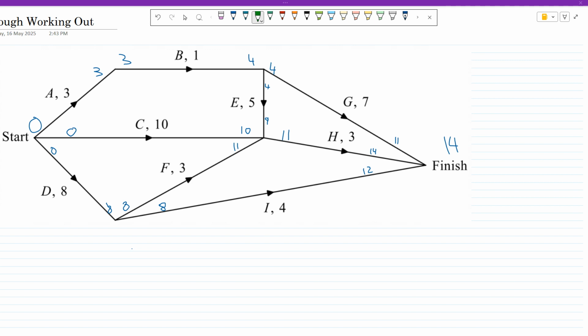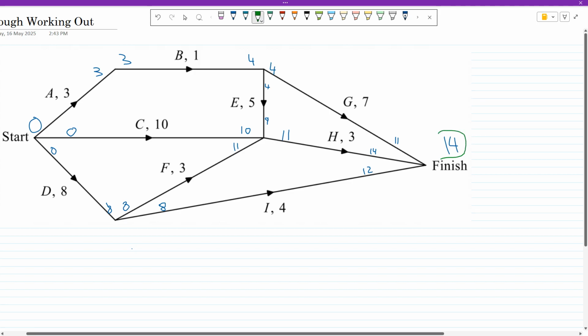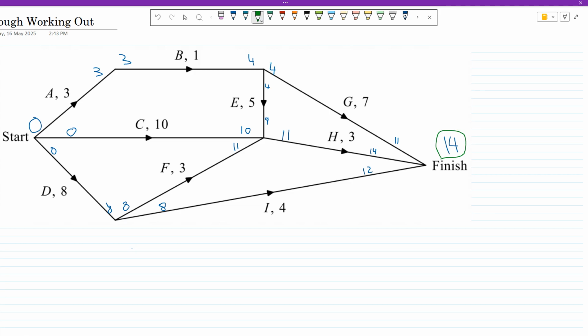Alright, so latest starting time. Let's assume you've done the forward scan and you know the minimum completion time. Okay, how do we find the latest starting times, latest finish times? This is what we do. Look, the minimum completion time is 14. Yeah? That means I want to finish by day 14.